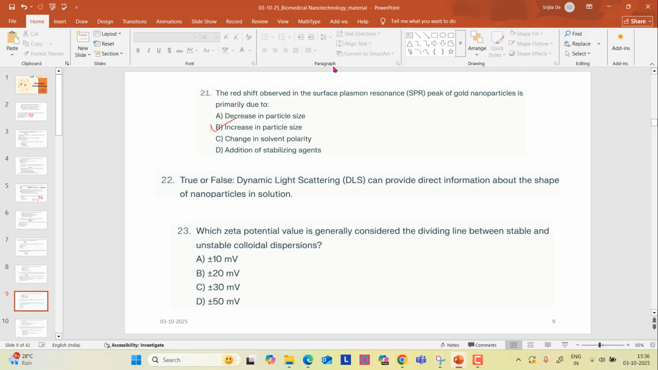Okay, so redshift happens. When you see the UV characteristic curve, this is the wavelength and this is the absorbance. The UV visible spectra is between 200 to 800 nanometer. And when the redshift happens, that means it is going towards the longer wavelength. So it happens when the particle size increases. Okay.